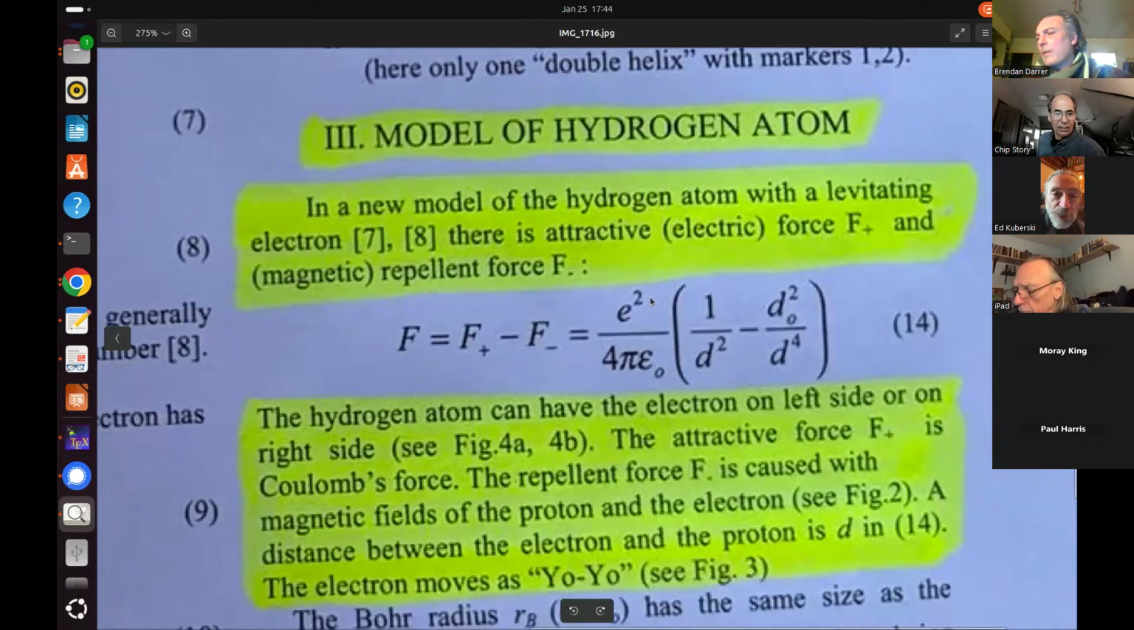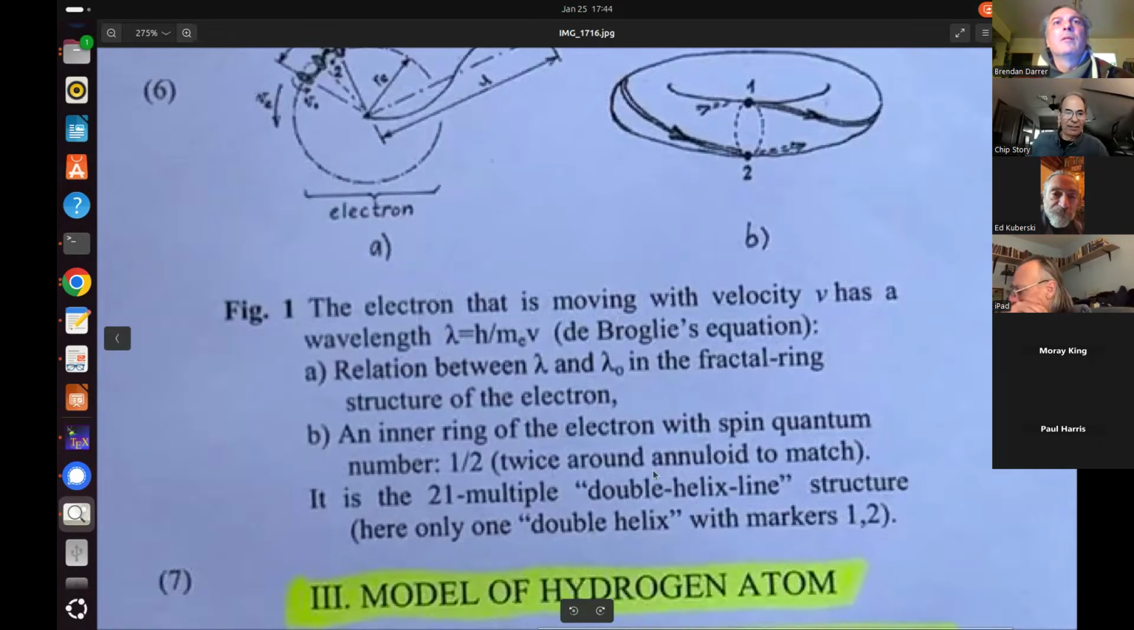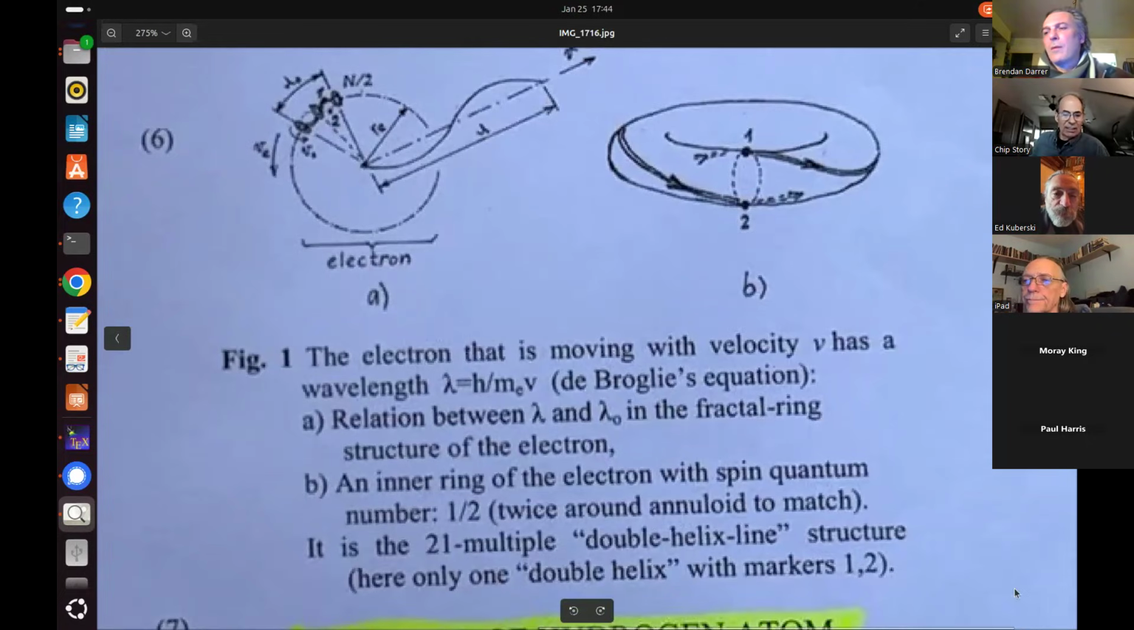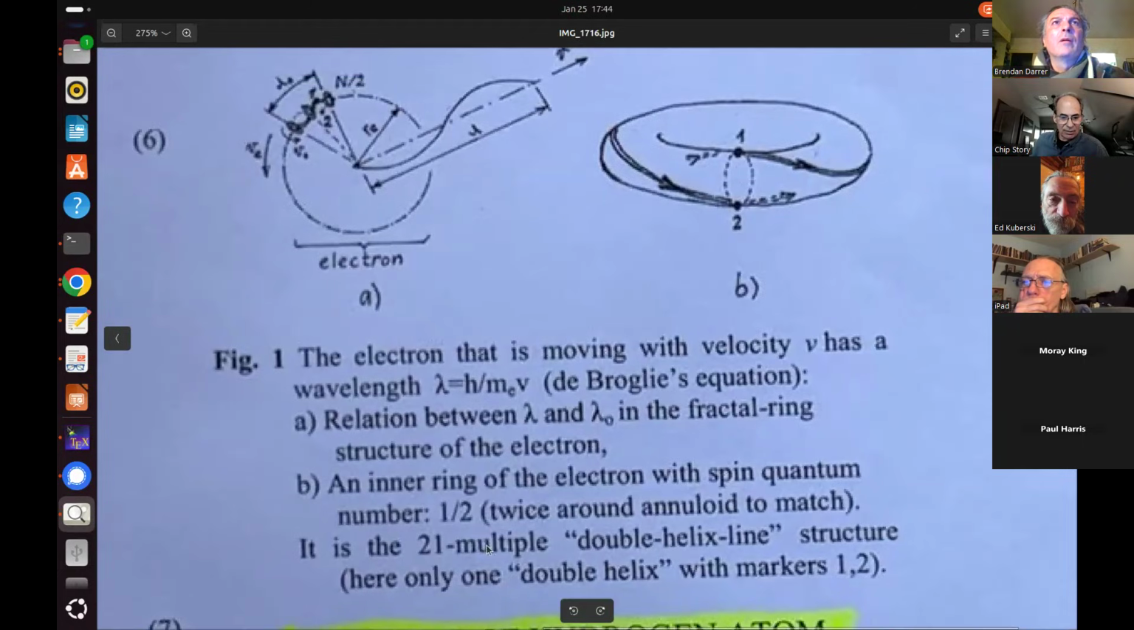Oh, you should read that. Go back up to the caption on the figure, figure one. The electron that is moving with velocity v has a wavelength lambda equals h over m_e v, de Broglie's equation. Part A, the relation between lambda and lambda sub zero in the fractal ring structure of the electron is figure A. All right, that's his thesis right there.